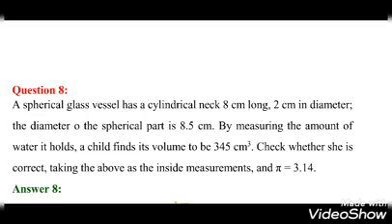The child has already found the value of the volume of that glass vessel as 345. So we need to check whether 345 centimeter cube is correct or wrong. Okay, now we move on to the solution to check whether the volume of the vessel is 345 or not.